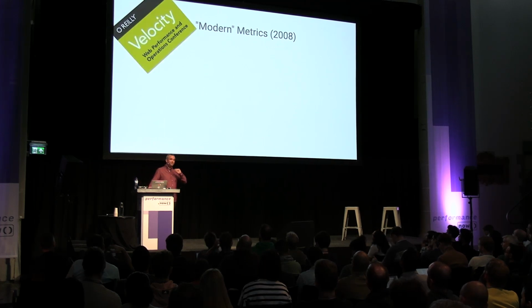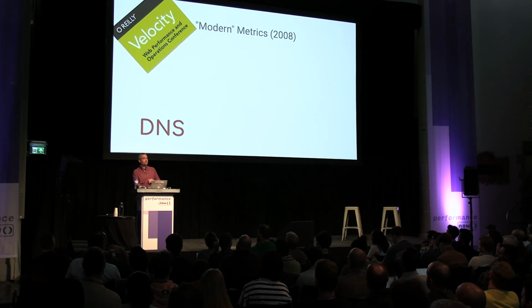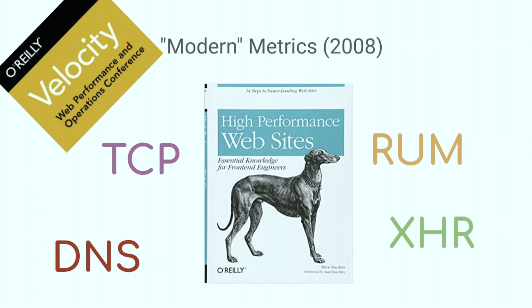Let's jump back to the very first Velocity that happened back in 2008. I did not have the opportunity to go to this, but looking at some of the summaries that people wrote back in the day, we were talking about DNS time, XHR timings, TCP timings, RUM, the first vestiges of real user monitoring were back then. And I just wanted to give a shout out to the High Performance Web Sites book that came out from Steve back in the day. It really got me into web performance and being passionate about it. But these were all the hot topics back in 2008.